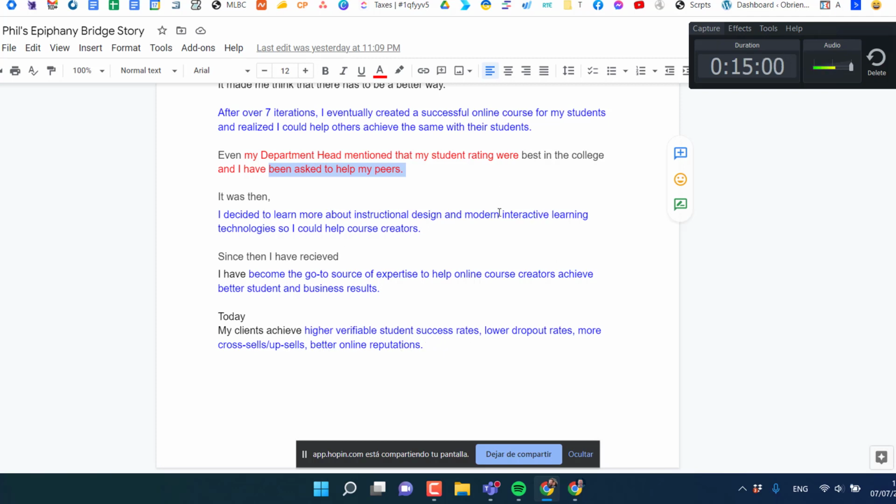Okay, and that's it. That is the Epiphany Bridge story in a nutshell. Now, look, you could probably tidy this up a little bit more. I think this is a little bit repeating here now that I read it again. But that's it in a nutshell. You can make it longer or you can make it shorter.